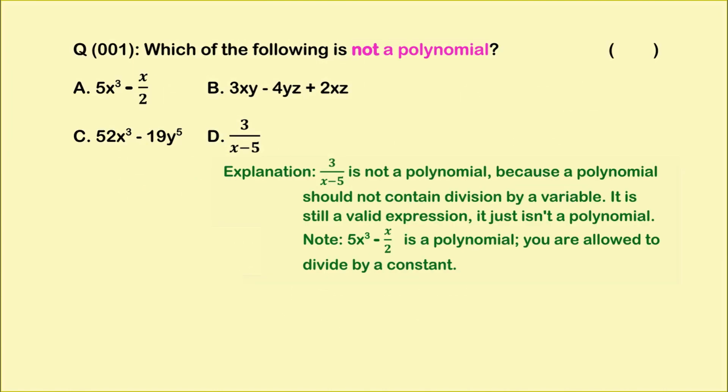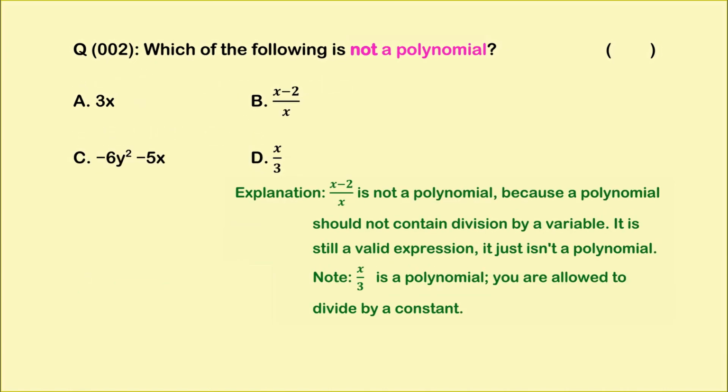Question number 1. Which of the following is not a polynomial? The answers are given: A, 5x to the power of 3 minus x by 2; B, 3xy minus 4yz plus 2xz; C, 52x cube minus 19y to the power of 5; and D, 3 by x minus 5. You can see in the explanation, 3 by x minus 5 is not a polynomial because a polynomial should not contain division by a variable. It is still a valid expression, it just isn't a polynomial. And 5x cube minus x by 2 is a polynomial. You are allowed to divide by a constant. So the right answer is D.